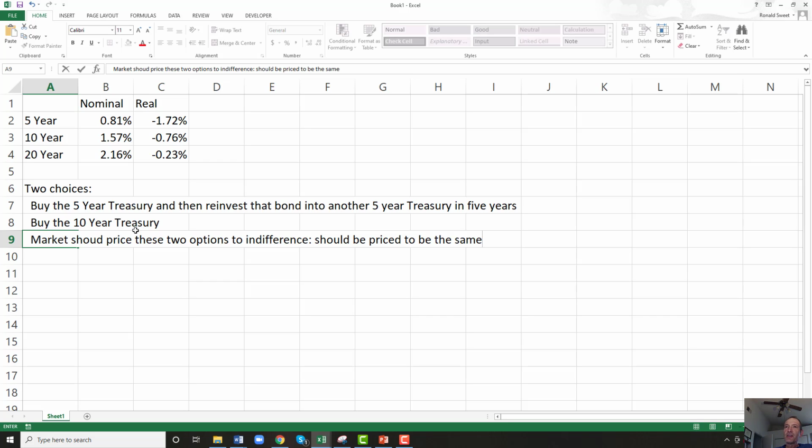So the market should say, I have a choice. I can buy a 5-year treasury at 0.81%, and in 5 years I can buy another 5-year treasury. That should give me the exact same return as buying the 10-year treasury. If we don't think that's true, then we'll buy the one we think is too cheap, and short the one we think is too expensive, and we'll come up with a good return. So if the market doesn't agree with that, then prices will change until that is the case.